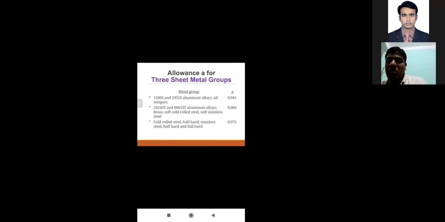To cut something, there will be some clearance between punch and die. It is between 4% to 8%. Here is a recommended equation for clearance: C is equal to AT. A is equal to allowance, T is equal to stock thickness, and C shows the clearance. There is a chart for three sheet metal groups for allowance.